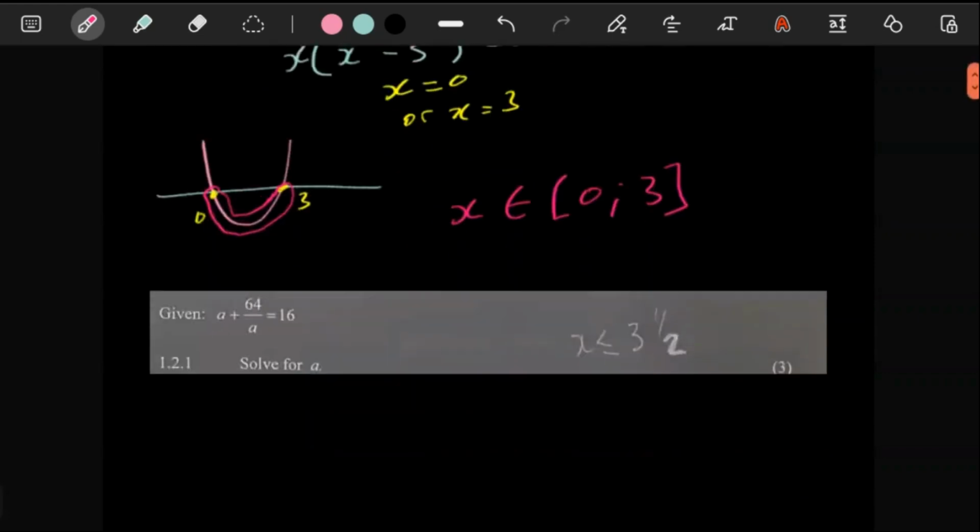Moving on. Okay, we have a very easy question here. We're given this expression, and they're asking us to solve for a. So solving for a is not a hassle.